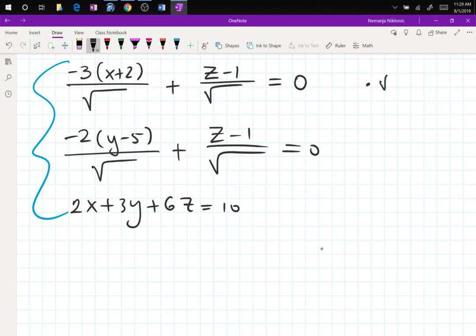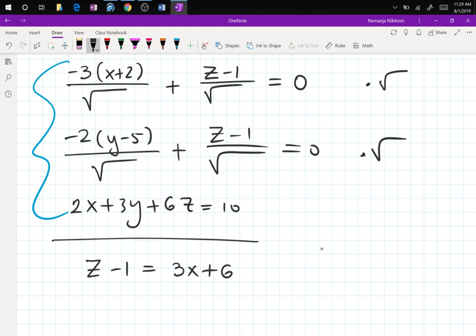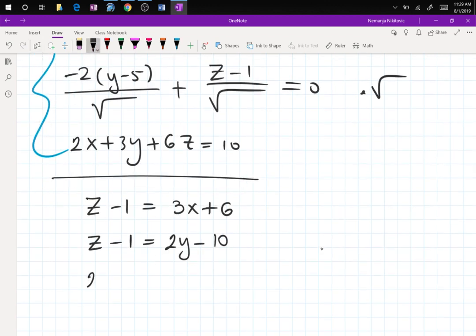So you can say times the square root and times the square root, and then the square roots are just gone. So the first equation becomes z minus 1 is equal to 3x plus 6, because the negative becomes positive 3 when it goes to the other side of the equation. The next equation is z minus 1 is equal to 2y minus 10. And we still have the 2x plus 3y plus 6z equals 10.